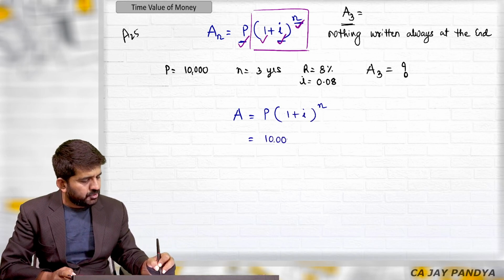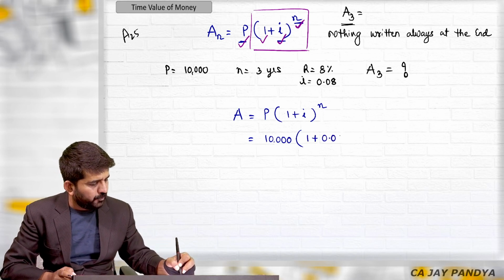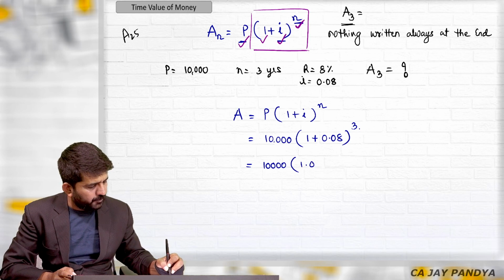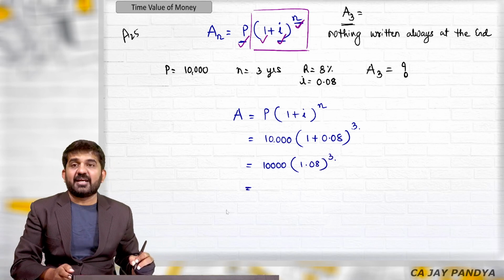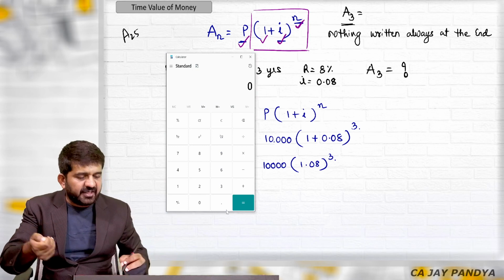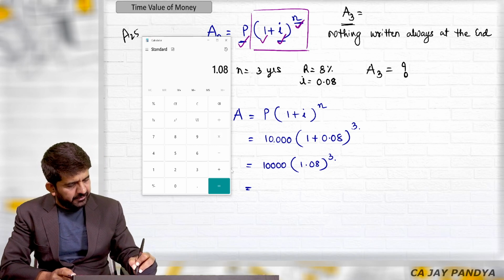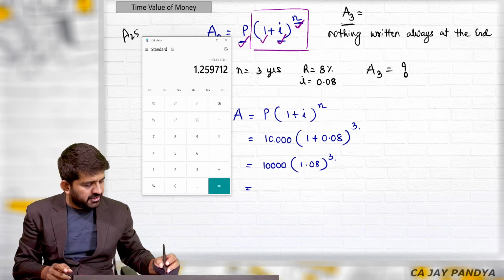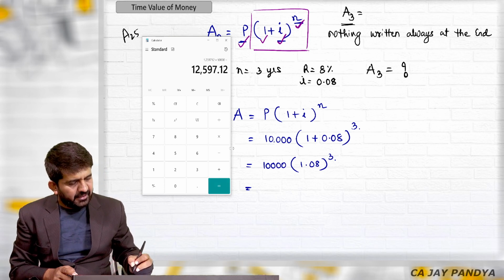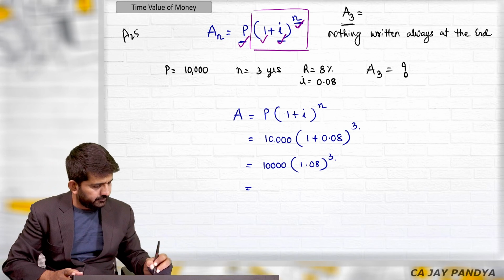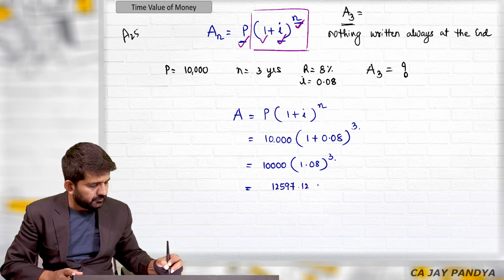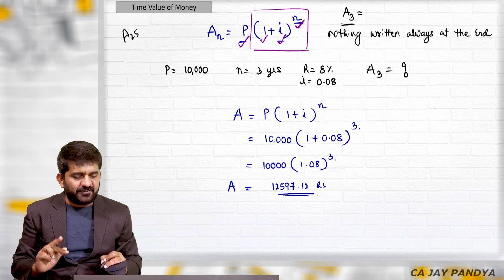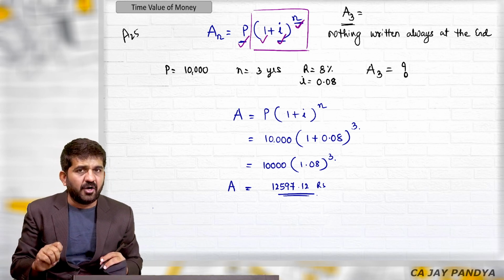So P is 10,000. 1 plus I is 0.08 raised to 3, which is nothing but 10,000 into 1.08 raised to 3. I can directly find it out in calculator. I'm not going deep into working of calculator. 1.08 into is equal to. This is nothing but raised to 3. Multiplied by 10,000, it is 12,597. What is this? Amount at the end of third year. If 10,000 rupees is invested today, it is amount at the end of third year.